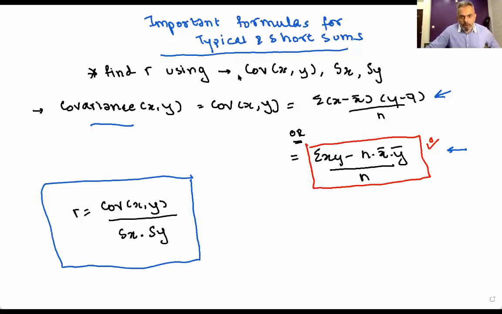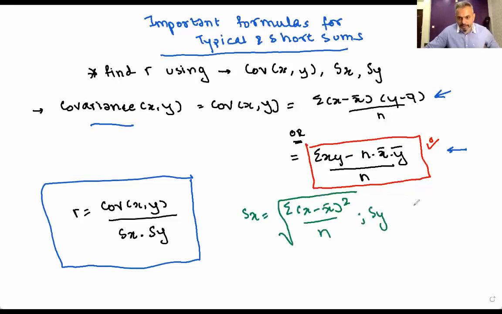Now, standard deviation of x is equal to sigma x minus x bar the whole square upon n, the whole under root, and standard deviation of y is equal to sigma y minus y bar the whole square upon n, the whole under root. So please write these formulas.